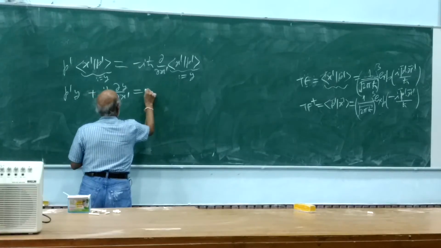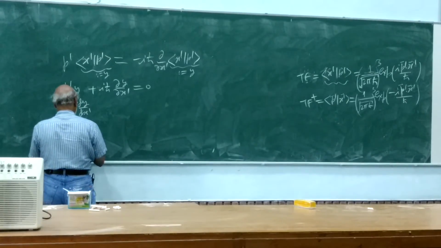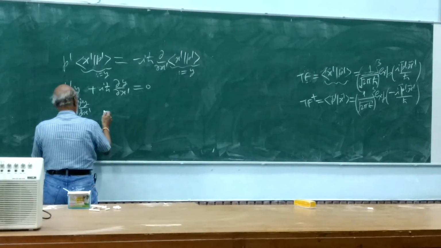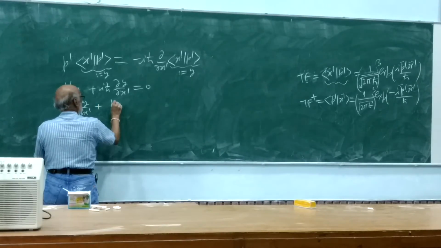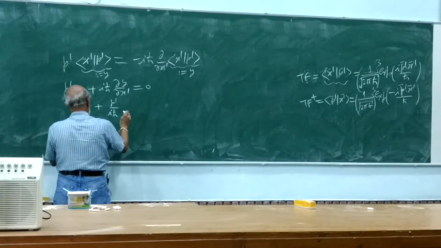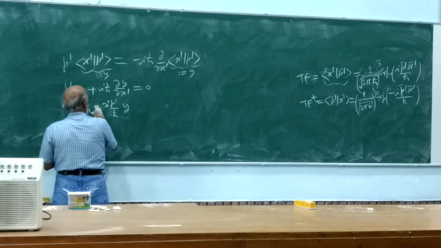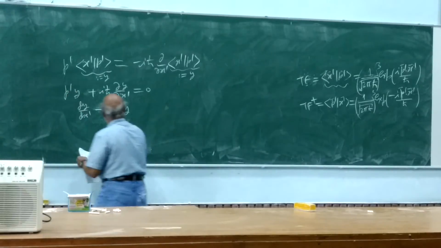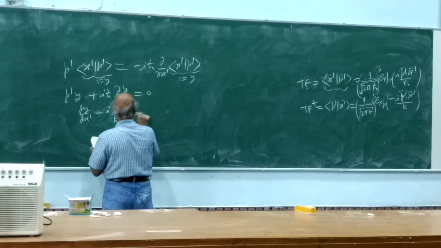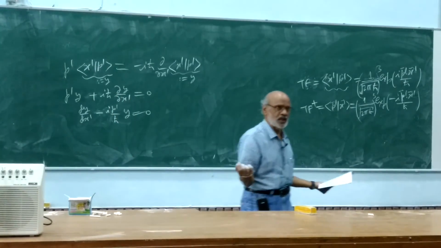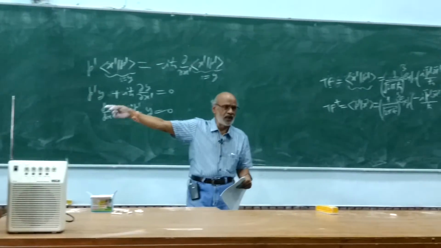And then I would write this plus this equals 0, or I could write dy by dx' plus i p' by h-cross y equals 0, or I could make it minus i p' by h-cross. And this is your first order differential equation, correct? You can rearrange it yourself, don't worry.